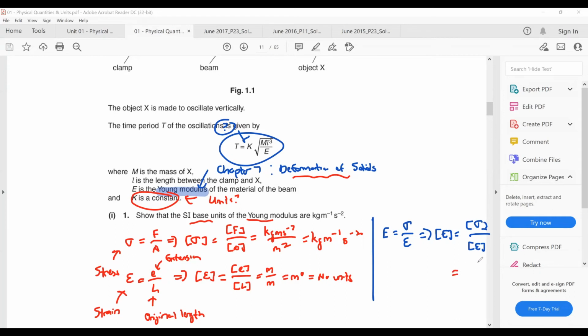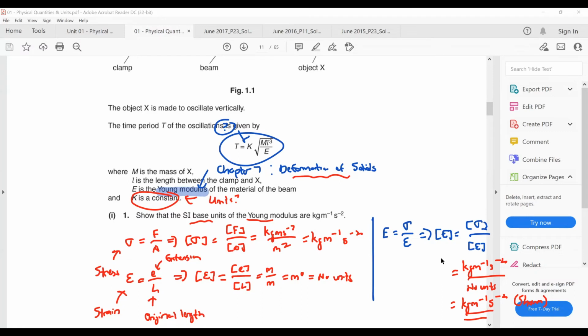So this one would just be kg meter negative 1 second negative 2. This one has no units. Therefore, it's kg meter negative 1 second negative 2. Okay. Right.